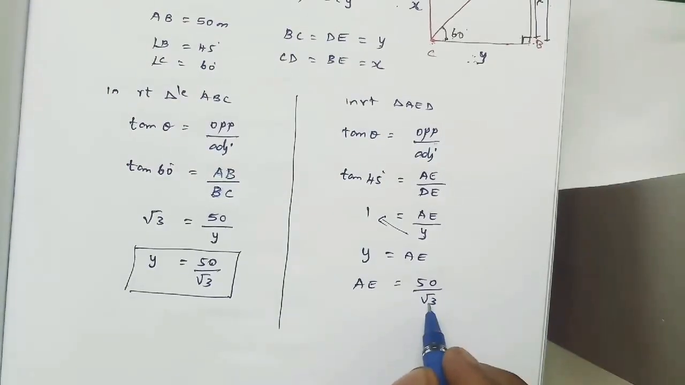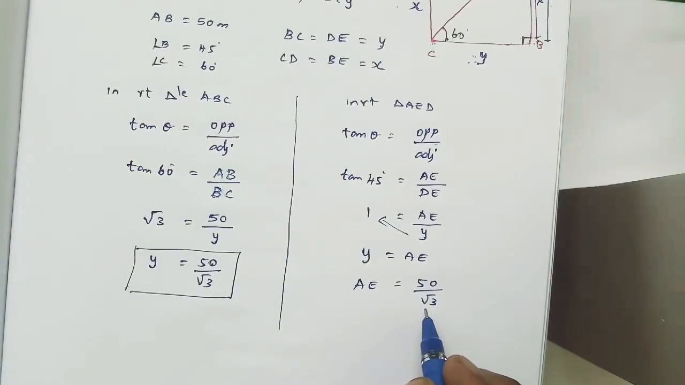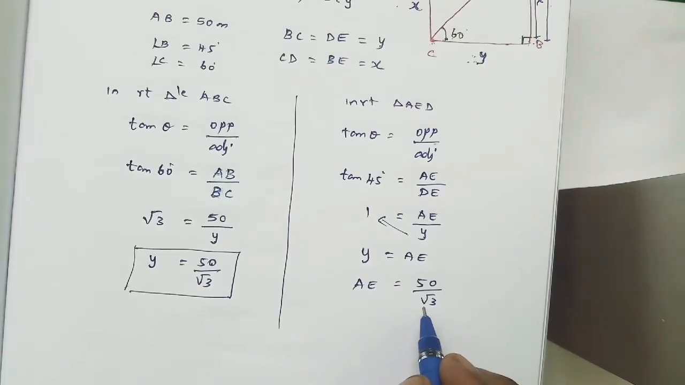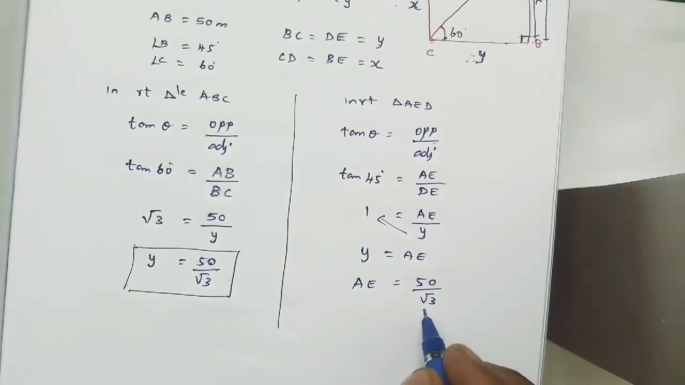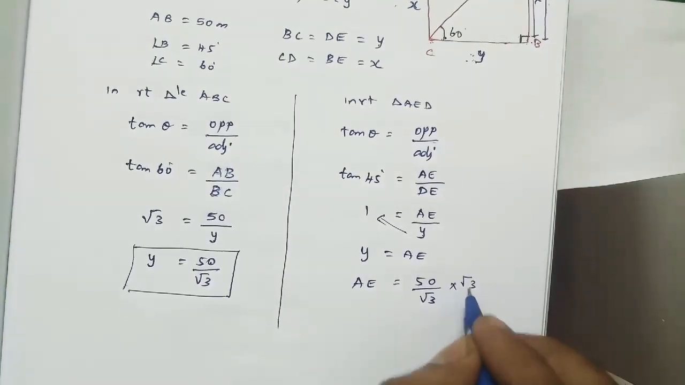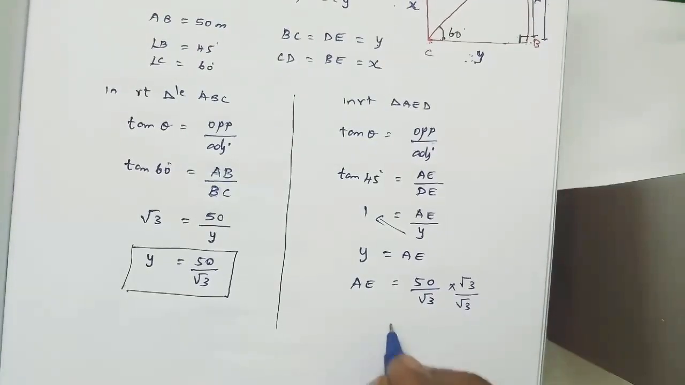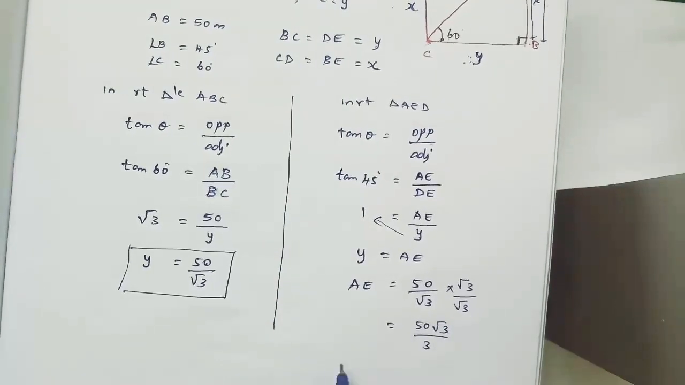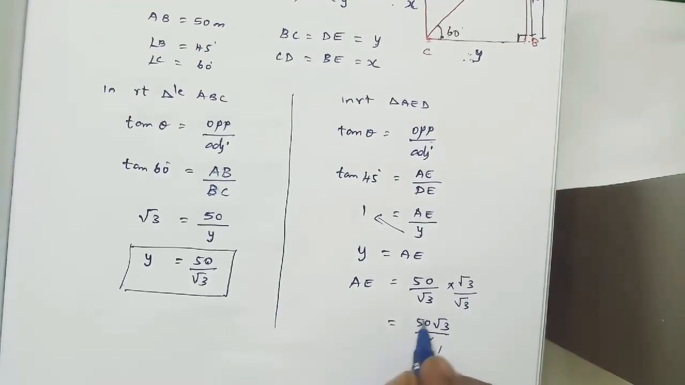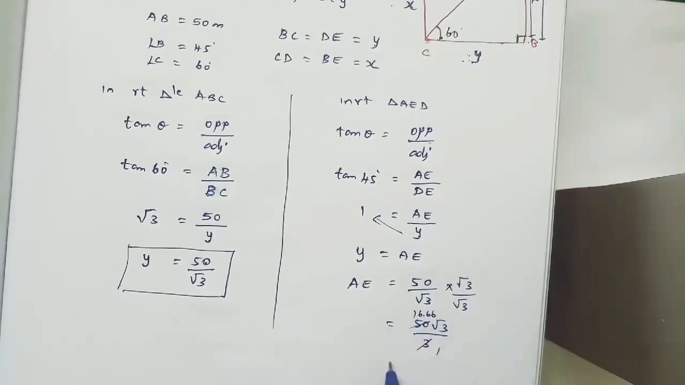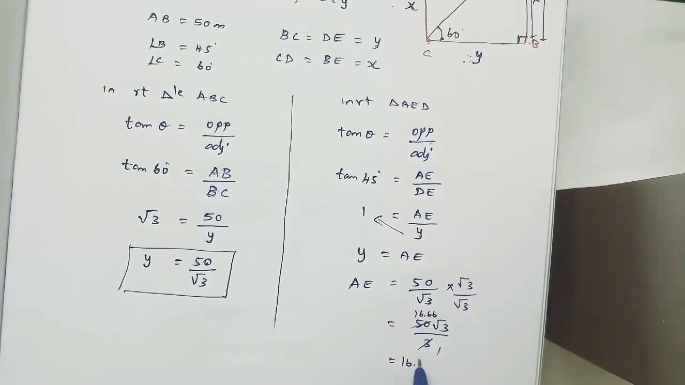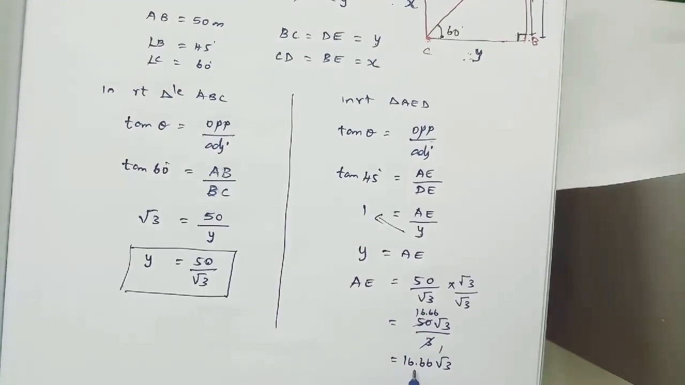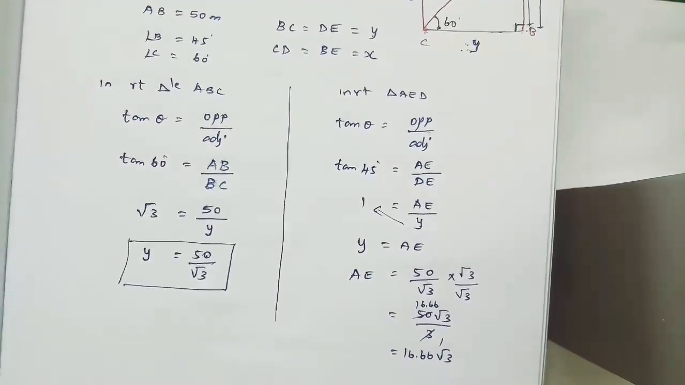So let's see the denominator, how it will be. This is already in the form of irrational, so rationalize the denominator by multiplying by root 3 on both the numerator and the denominator. So we get 50 root 3 divided by 3. AE is equal to, just simplify: 16.66 root 3. So AE is equal to 16.66 root 3.